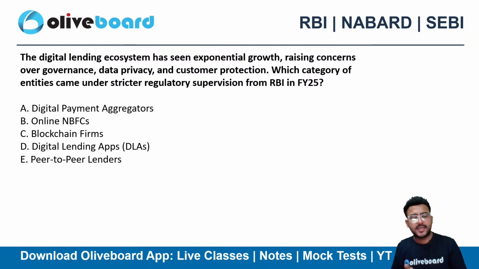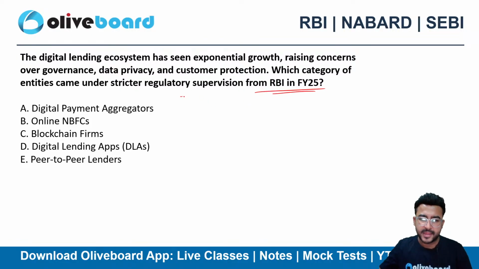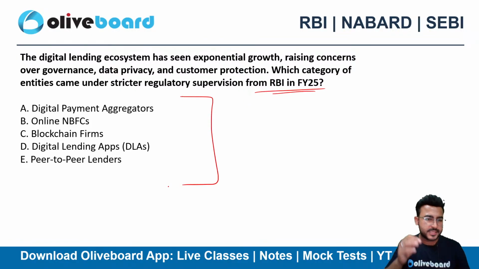Next, the digital lending ecosystem has seen exponential growth. Rising concerns over governance, data privacy, customer protection. Which category of the entities come under the stricter regulatory supervision from RBI in 2025? Was it the digital payment aggregators, online NBFCs, blockchain firms, or digital lending applications, P2P lenders?